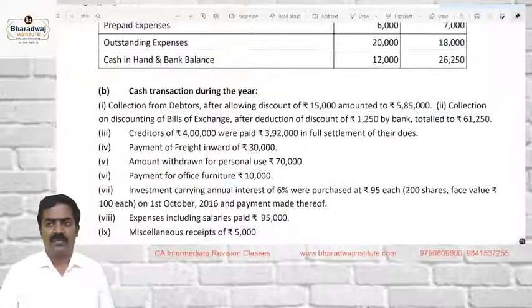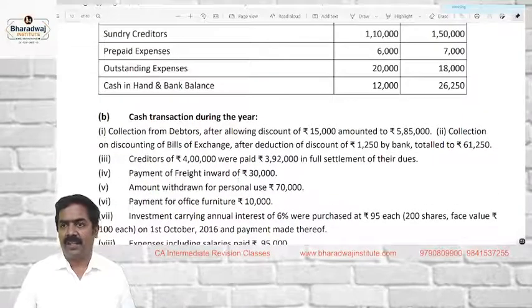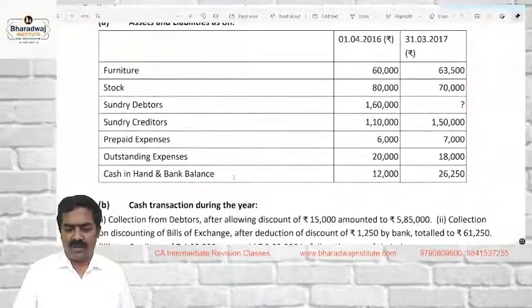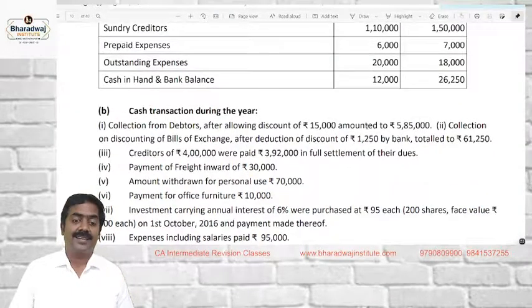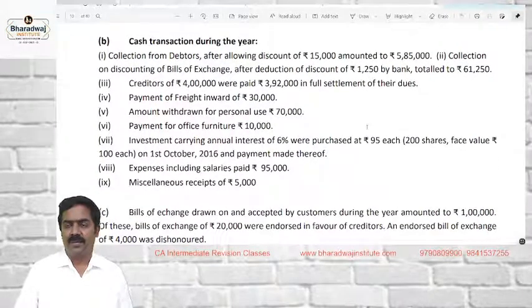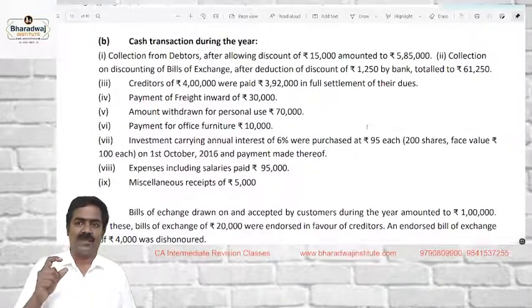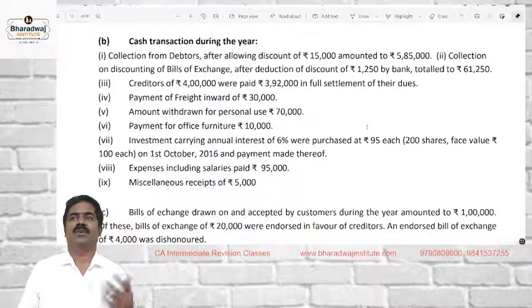Now, after analyzing the problem, you find what is missing. Okay, closing debtors is missing, that is evident directly. Then credit sales is also missing in this. So in a ledger account, we cannot find out two balancing figures. Either we can work out closing balance or we can work out which one? Credit sales. Both cannot be found out.